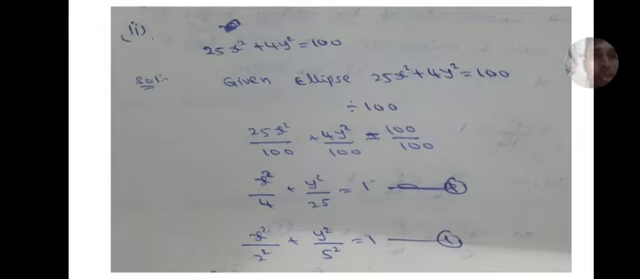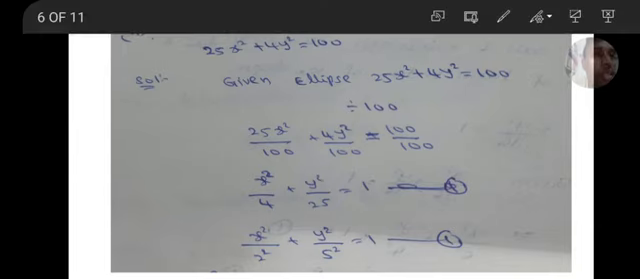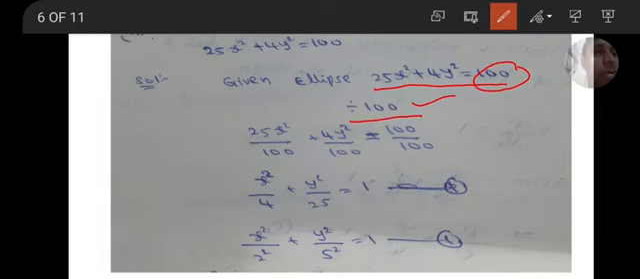25x square plus 4y square equal to 100. Given the ellipse 25x square plus 4y square equal to 100, we have to convert it into standard form, that is x square by a square plus y square by b square equal to 1. So the RHS must be 1, therefore we have to divide both sides of the equation, LHS and RHS, by 100.